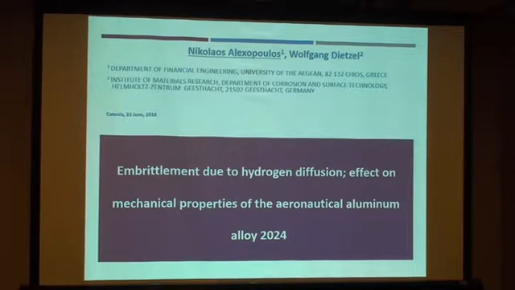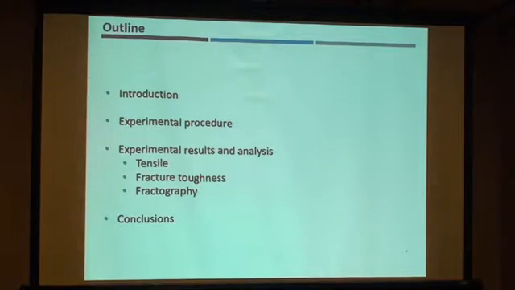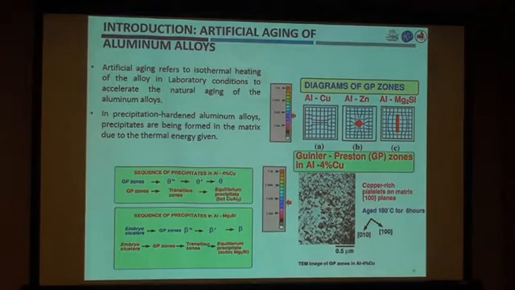And we will focus on the 2024 aluminum alloy and check the effect of hydrogen embrittlement for this alloy. So I will first give you a small introduction about where we're going to test different aging procedures.